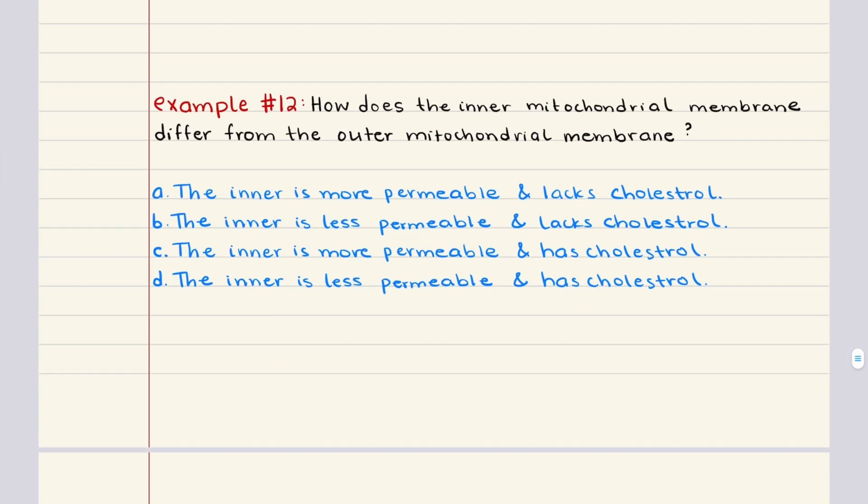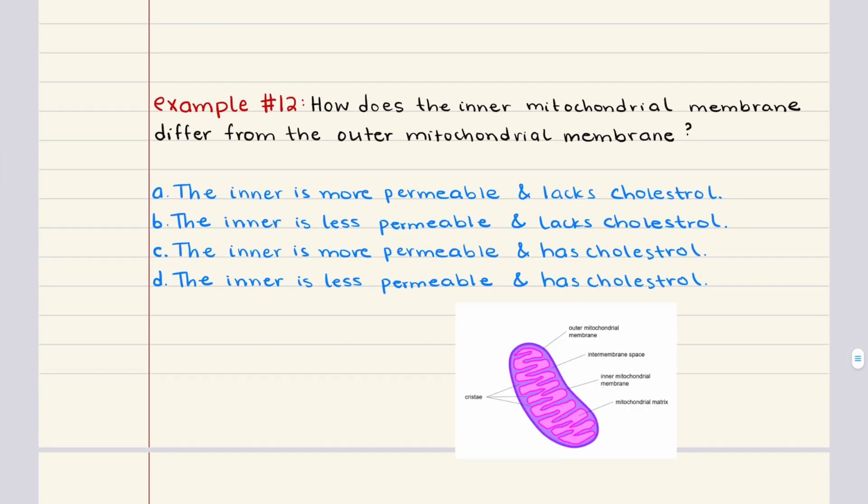Problem 12 says, how does the inner mitochondrial membrane differ from the outer mitochondrial membrane? A says the inner is more permeable and lacks cholesterol. B says the inner is less permeable and lacks cholesterol. C says the inner is more permeable and has cholesterol. And D says the inner is less permeable and has cholesterol. Now, the inner mitochondrial membrane, it's highly specialized because it houses the electron transport chain and the machinery for ATP production.